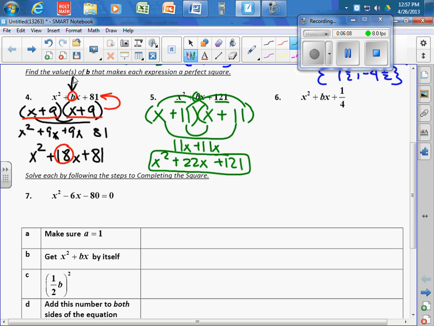Let's look at number 6. Maybe not quite so easy. Let's see now. I would have to have x and x. Well, what's the square root of 1/4? Well, we'd have to have 1/2 and 1/2.